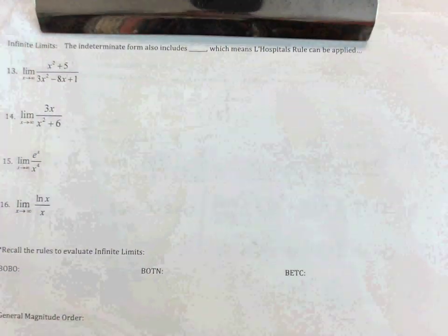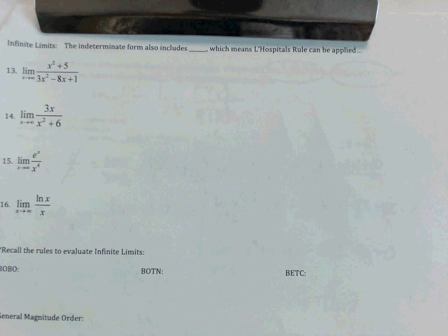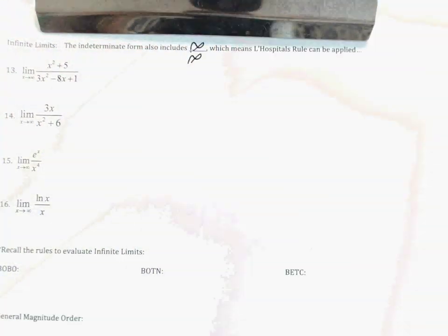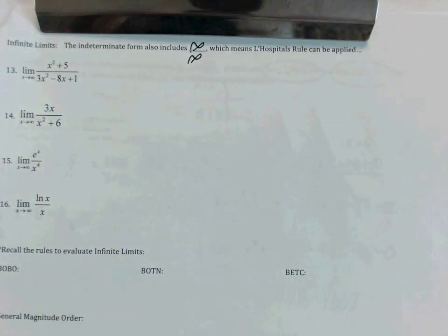Okay, so I'm going to give you a kind of short version of why Bobo, Botan, and Betsy works. And I need you to just pretend like you care about this. Okay, so look at the first one. The indeterminate form 0 over 0 is also allowed to use L'Hopital's rule if it's infinity over infinity. This is what I mean by that.